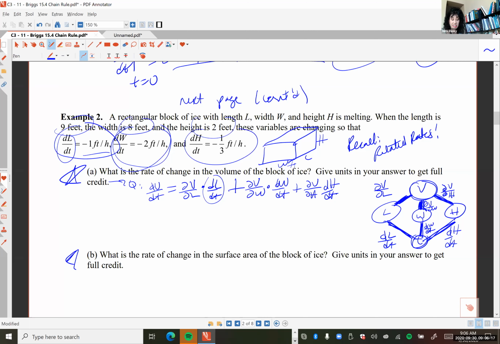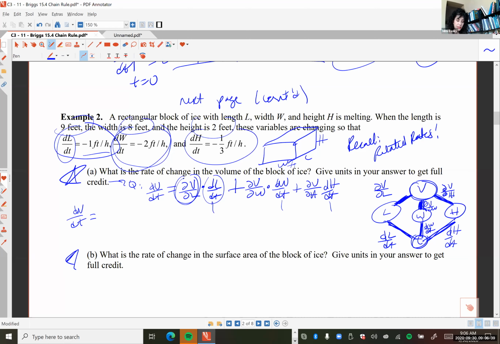Oh my God, we have six derivatives to get. But good news, we only have to get three, because dL/dt, dW/dt, and dH/dt are provided to us. They actually gave those values. So now let's go get these partials, and we'll do it on the fly. So the derivative of volume with respect to time is the partial of V with respect to L. Well, what is the volume of a rectangular box? What is the volume in relationship to H, L, and W?